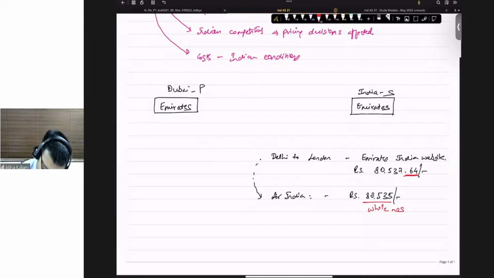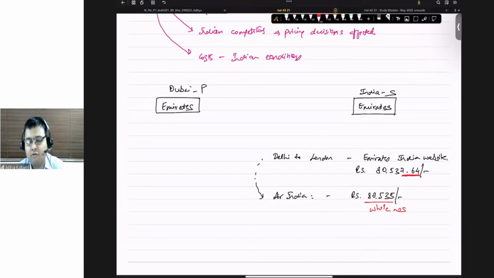Sir, तो फिर why does this price come as a decimal for Emirates? This price comes as a decimal for Emirates because the pricing of these flights happens in dirhams, and it is then converted to INR and put on the Indian website. Who hosts the Indian website? It is the Indian subsidiary of Emirates.